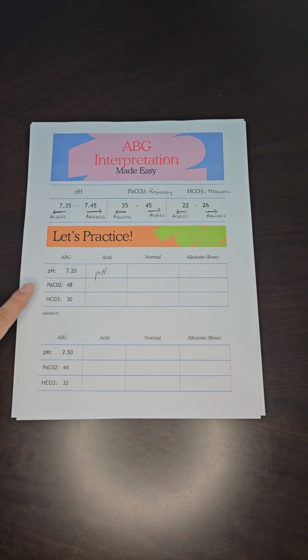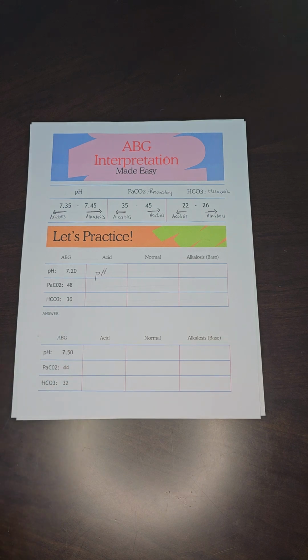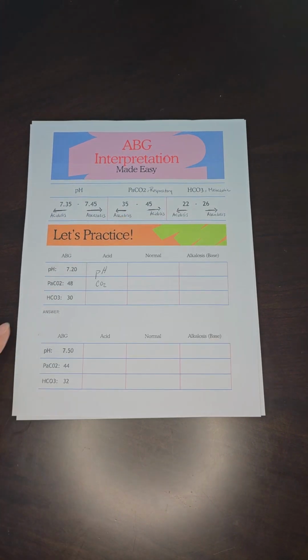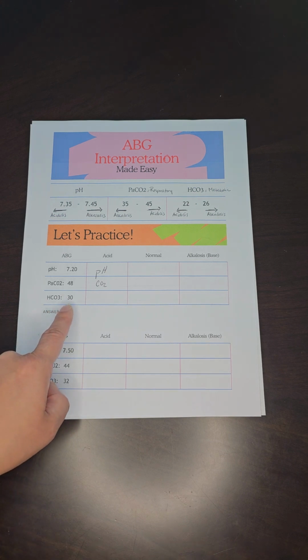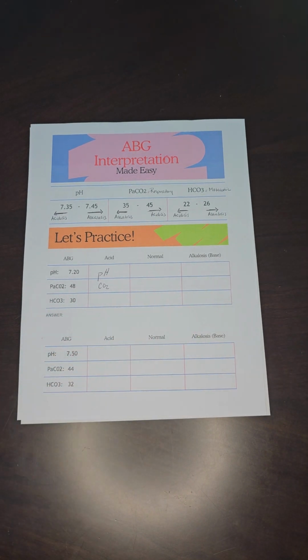Now, for our carbon dioxide, it's a value of 48. Where does that fall at? All right, 35 to 45. Greater than 45 is acidosis. So I'm going to put it in my acid column for the carbon dioxide. And our bicarb, our HCO3, that's a value of 30. So our HCO3 values is 22 to 26. We know that greater than 26 is considered alkalosis. So that 30, that HCO3, I'm going to put in our alkalosis column.